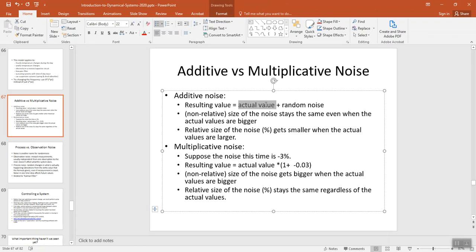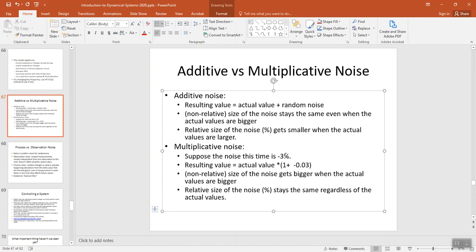In additive, you just take the actual value, add some random value to it, and that gives you some new value. And the amount of noise doesn't really depend on how big your actual values are. So if a stock price is like $100 right now and it might fluctuate plus or minus $2, if that goes up to $300, is it still going to fluctuate plus or minus $2? That's what the additive noise model says. So the absolute size of the noise stays the same even if the actual values are bigger. But the percent size gets smaller because the denominator in the percent is getting bigger when the values are bigger.